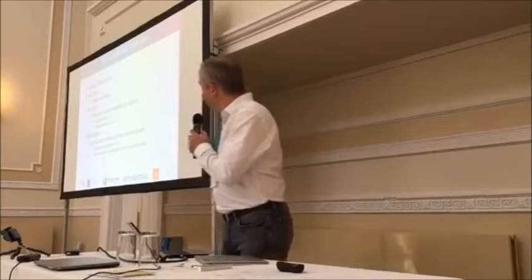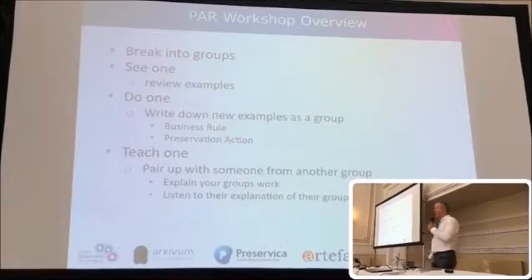So I'll go over quickly the plan for the afternoon, which is we're planning to break into groups, and we're using this methodology that we described in the iPres paper, which is see one, do one, teach one. So we're going to go over some examples, show you some specific preservation actions and business rules that have been already written down, and then in the groups, try to work on writing out new examples. We'll specifically focus on two of the entities, business rule and preservation action. I think there are other areas, I will show the full diagram here, so it doesn't just have to be those two things, but those are the main focus.